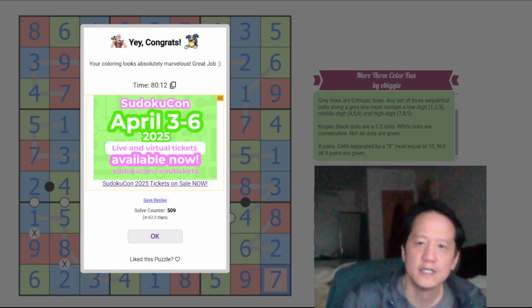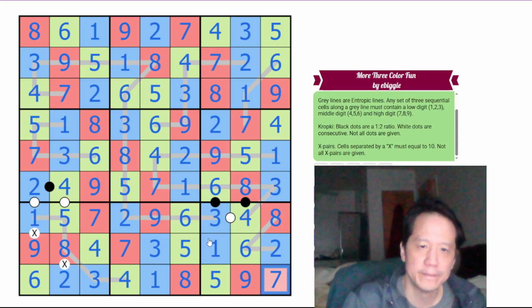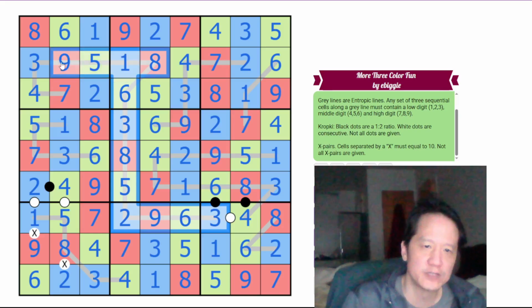Jeez. That was not very easy. I don't understand why these people rated it as very easy. Yeah, I did miss this orange, so this was my bad here. But even then, this was non-trivial. I guess you could rate it easy, but this was definitely not a very easy puzzle, in my opinion.